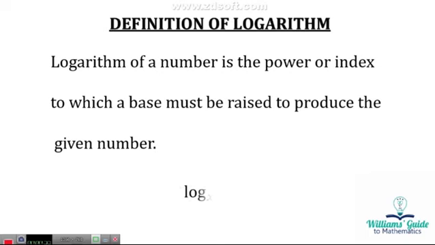Consider this relation: log n to base x is equal to y. Our x is the base. We say x, the base, raised to the power of y will give n. Therefore, x raised to power y is equal to n.